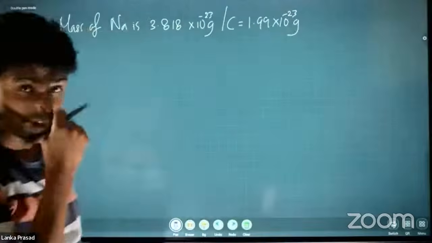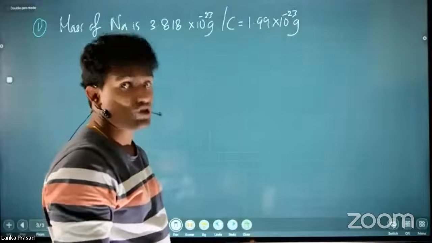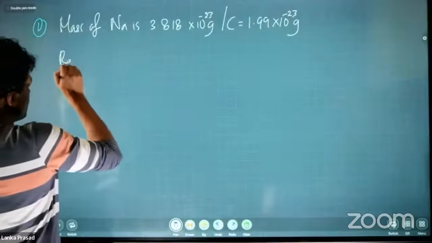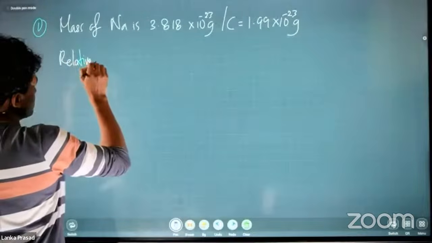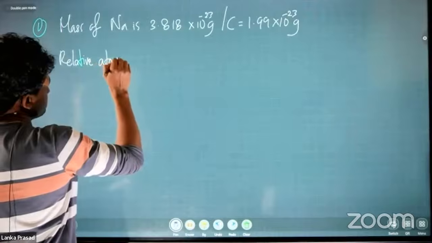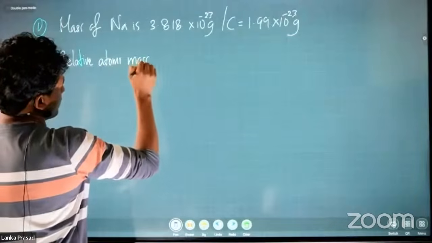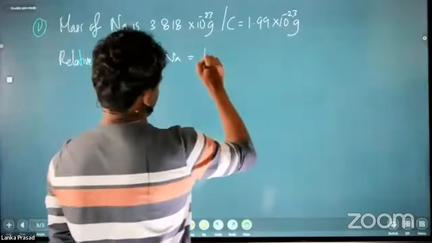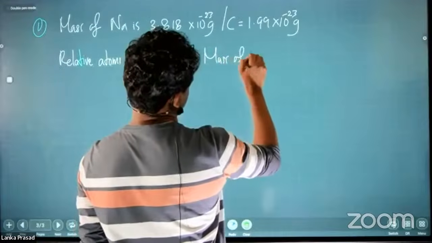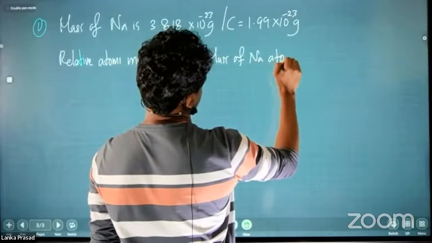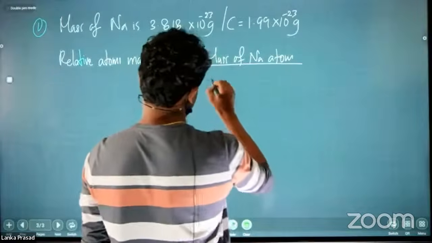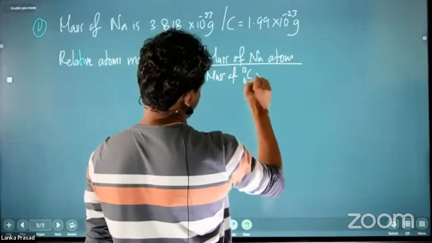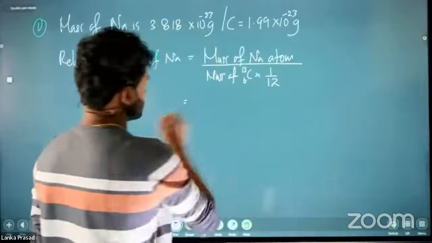Now they ask, please try to find the relative atomic mass of sodium. If you want to find a relative atomic mass, you put relative atomic mass of sodium. Now you know the equation. The mass of a sodium atom divided by the mass of carbon-12 times 1 over 12.